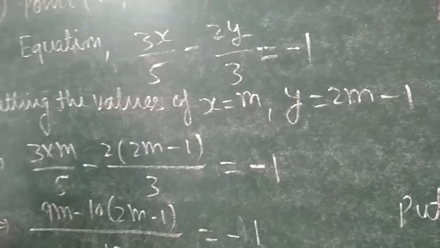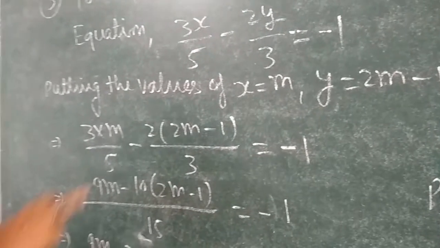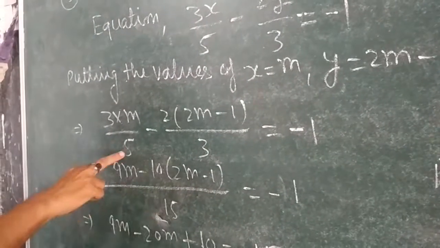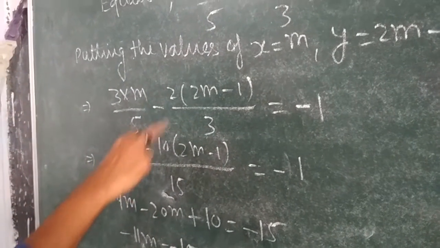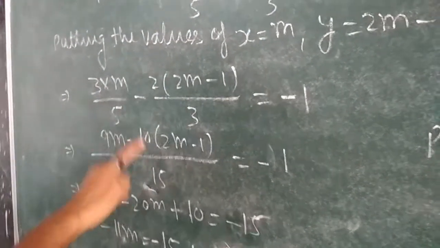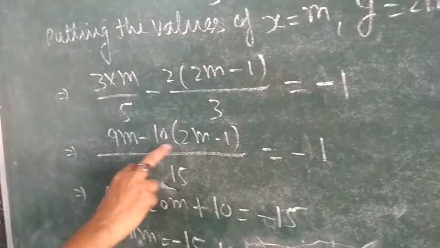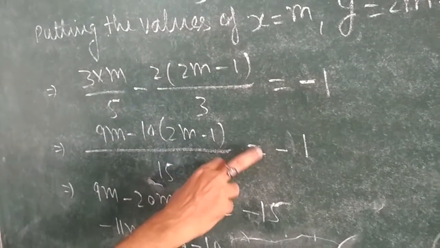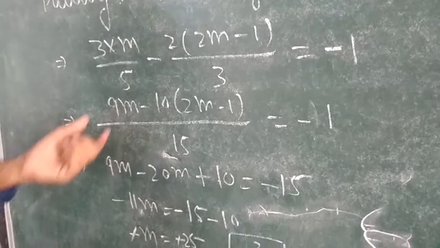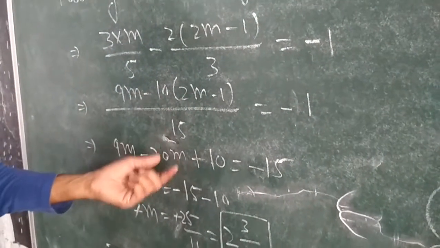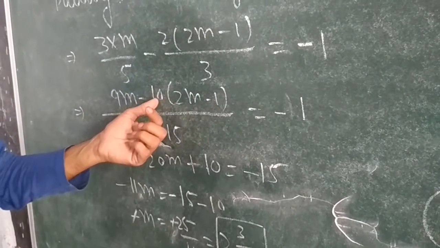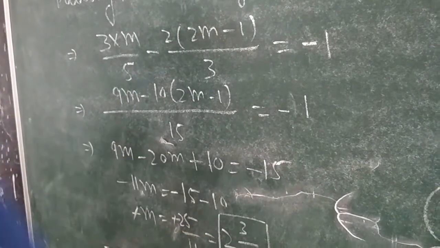in the given equation, and then we solve it by taking LCM like this: 15. 5 threes are 15, 3 threes are 9, 9m minus 10, and 3 fives are 15, 5 threes are 15, so 10 we write here, then in bracket 2m minus 1, it is equal to minus 1. Then next step, 9m minus 20m plus 10 into 1, 10, equal to minus 15.